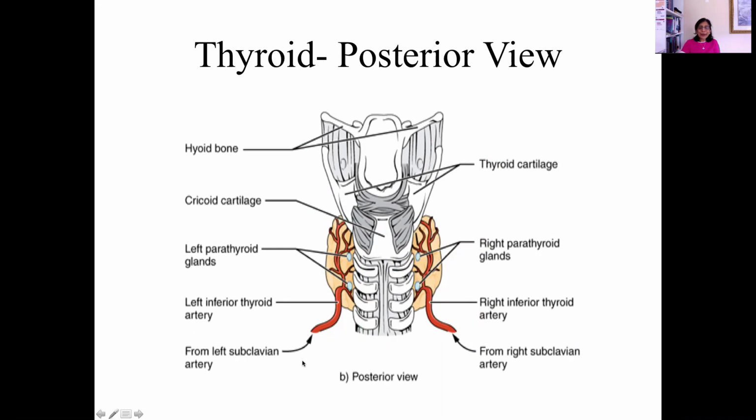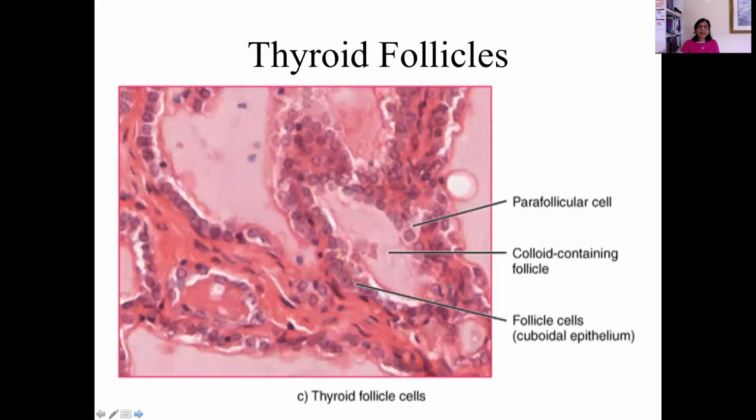All right, now the histology. Let's talk about the lobules. These are little compartments within the gland. They are made of structures called follicles.